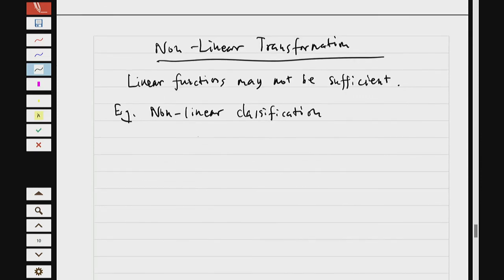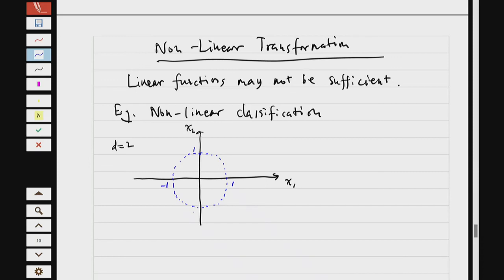Let's say a two-dimensional problem, just to make it easy to draw. x1, x2, like that. And suppose we have a decision boundary that is a circle. Okay, unit circle, let's say. 1, minus 1, minus 1. And all of the pluses are inside, and all of the minuses are outside.